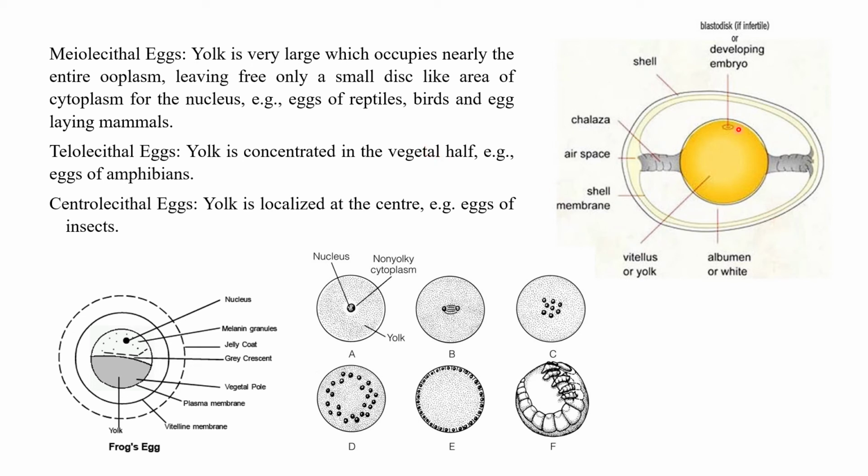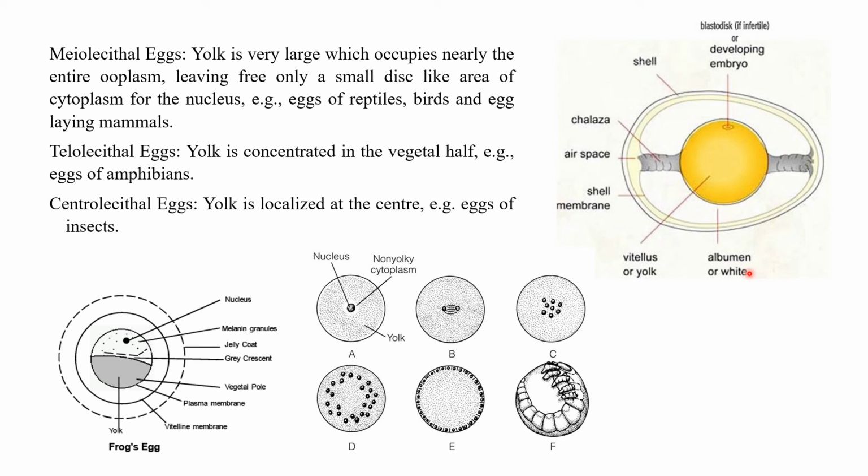You can see here the active part of the cytoplasm. Active part means the one which is going to give rise to the embryo in the future, is confined to a small disc-like structure here. And the entire egg, that means the cytoplasm, is completely filled with yolk and the albumin. So this is a peculiar kind of egg that could be observed in reptiles, birds, and in egg-laying mammals. So such eggs are called megalecithal eggs.